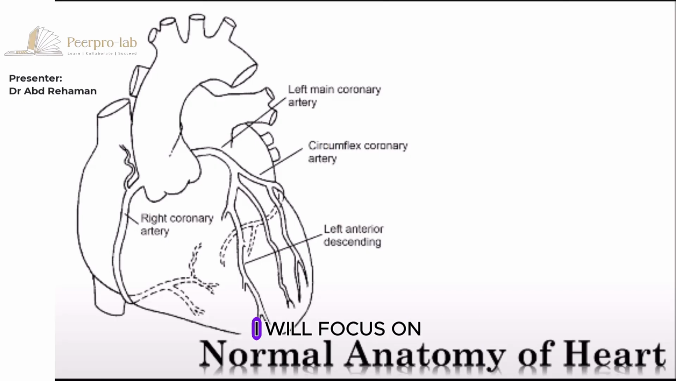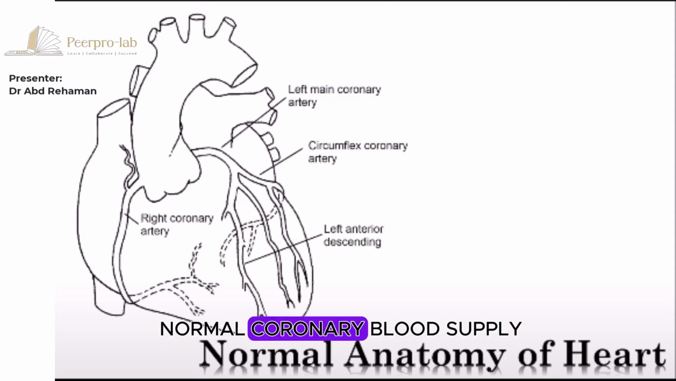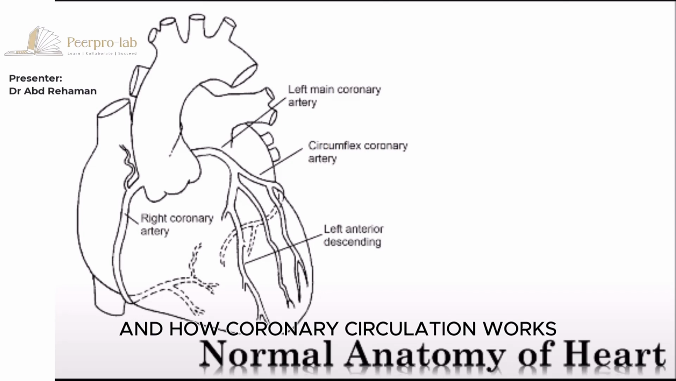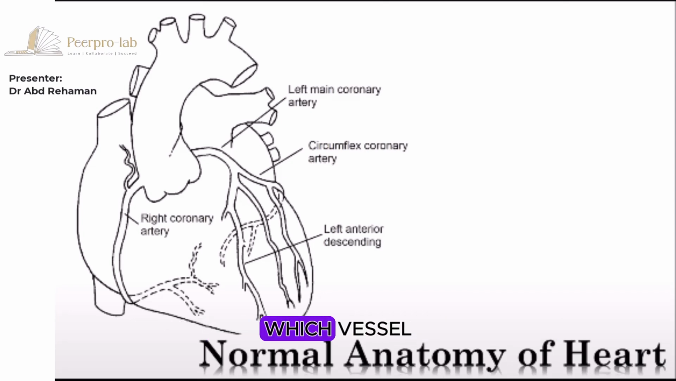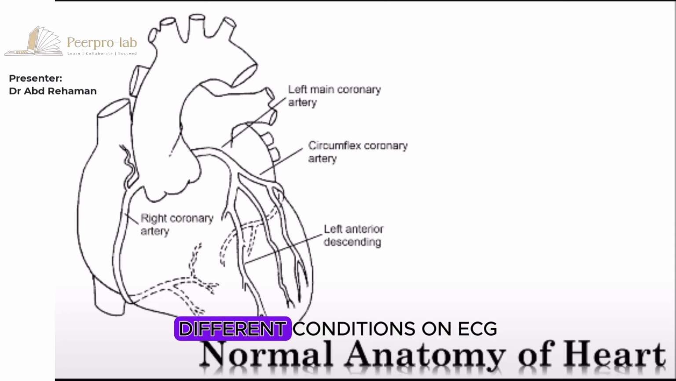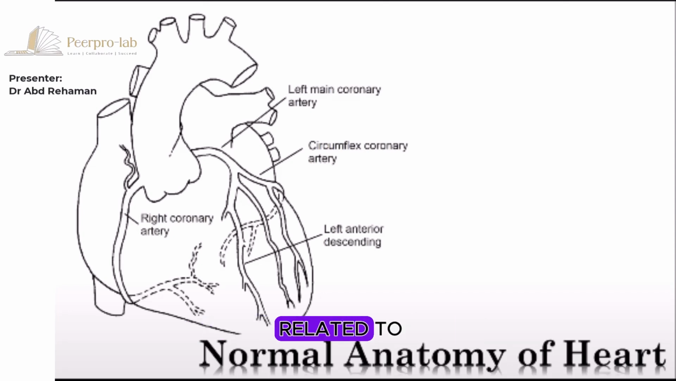In this video, I will focus on the normal anatomy of the heart. When I say normal anatomy, I will just discuss the normal coronary blood supply and how coronary circulation works, and which wall of the heart is supplied by which vessel, because it will eventually help us in diagnosing different conditions on ECG. I will restrict myself to that portion of heart anatomy which is related to findings in the ECG.